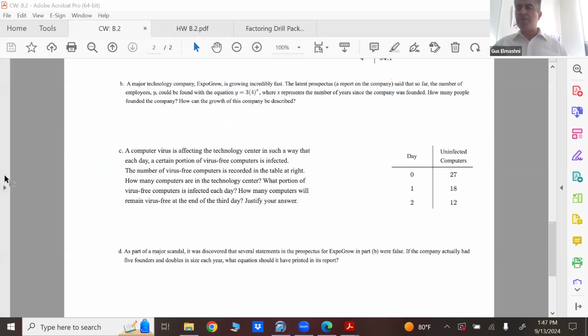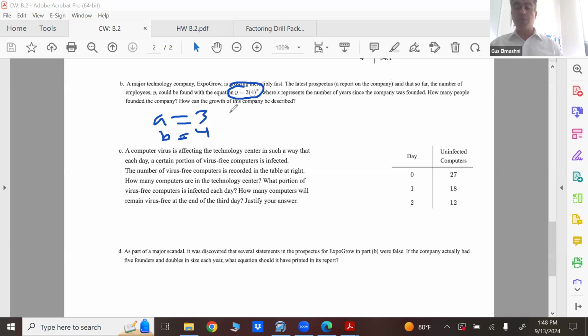These are more situations that involve exponential functions. The question is asking how many people founded the company and how the growth of the company can be described. They give you an equation to describe the growth: y equals 3 times 4 to the x power. What's my A and what's my B value here? Now we know how to identify A and B. What's A here? What's B?